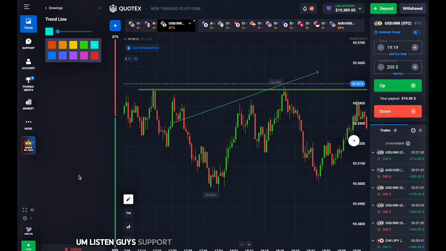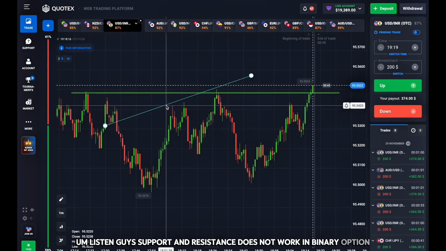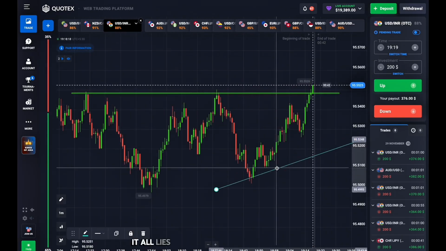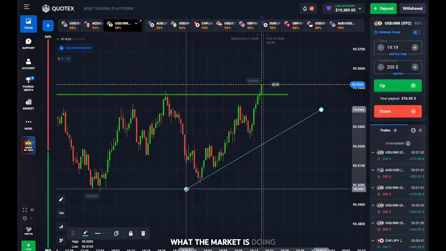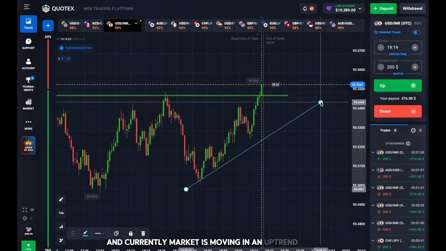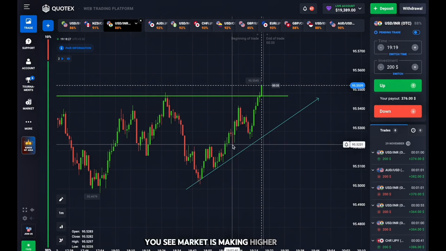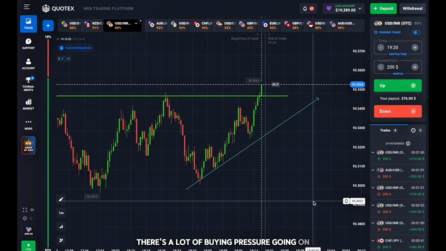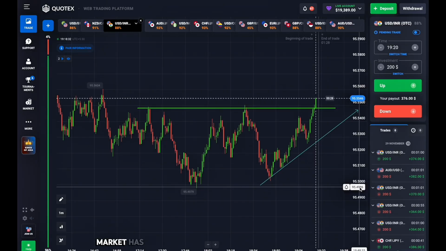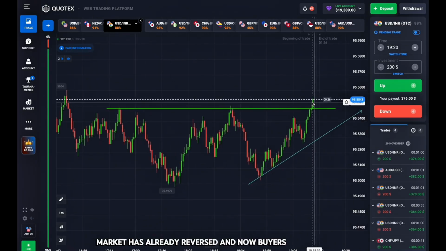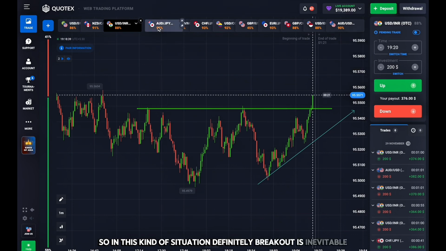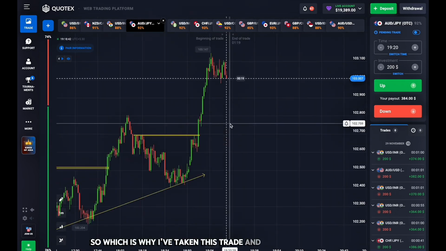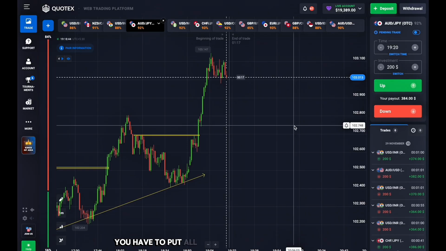Listen guys, support and resistance does not work in binary option. It all lies in how the candlesticks are reacting, what the market is doing, and currently the market is moving in an uptrend. You see, the market is making higher highs. There's a lot of buying pressure going on, and already the sweep has happened. Market has already reversed and now buyers are in control. So in this kind of situation, definitely a breakout is inevitable, which is why I've taken this trade, and this is a winning trade. You have to put all the logic together and take trades wisely.